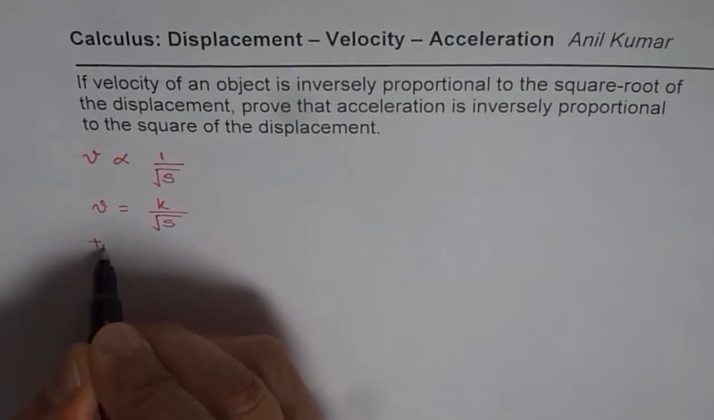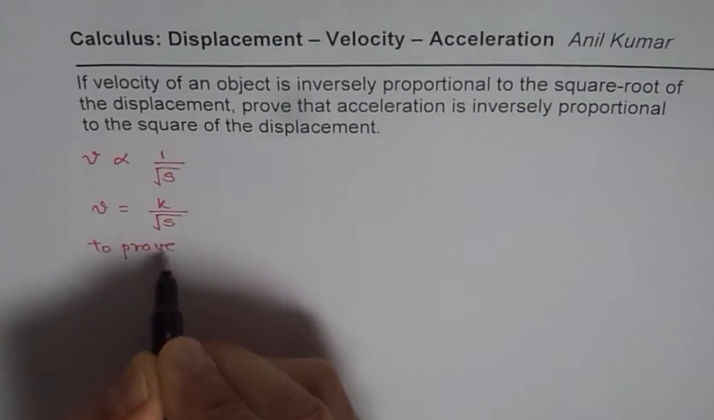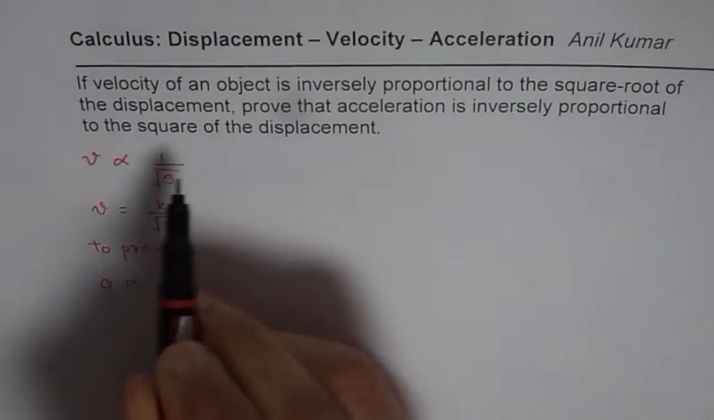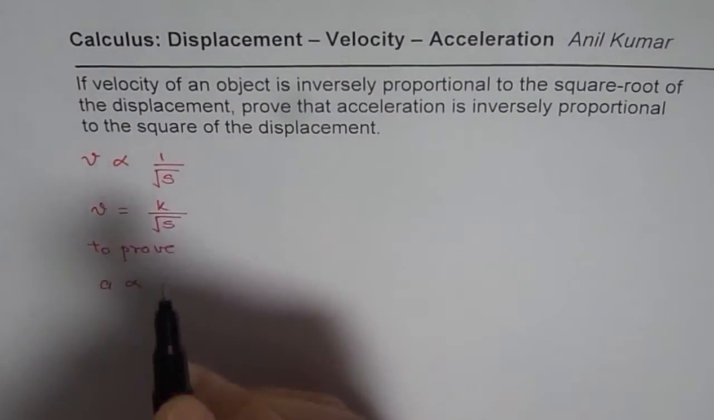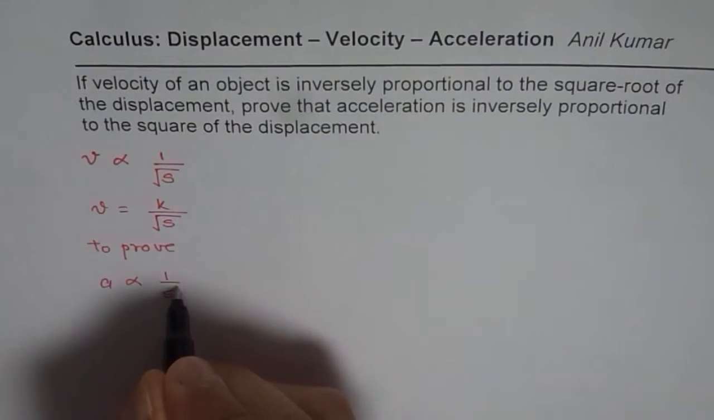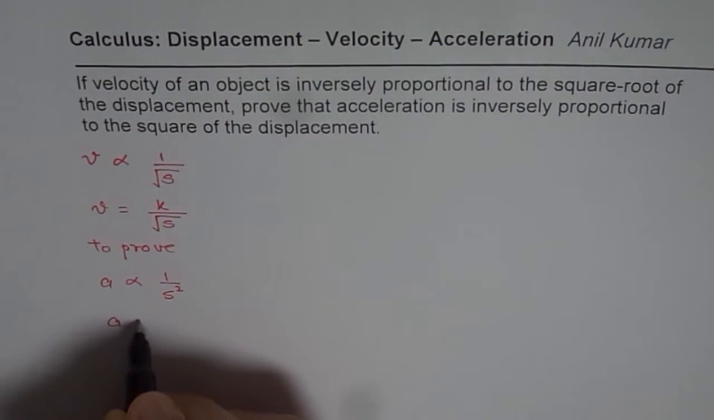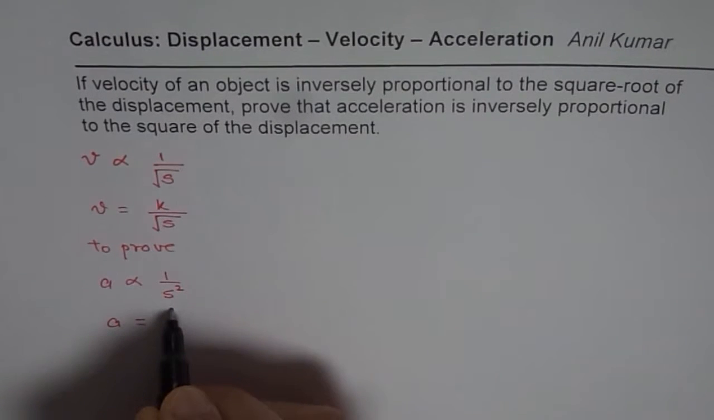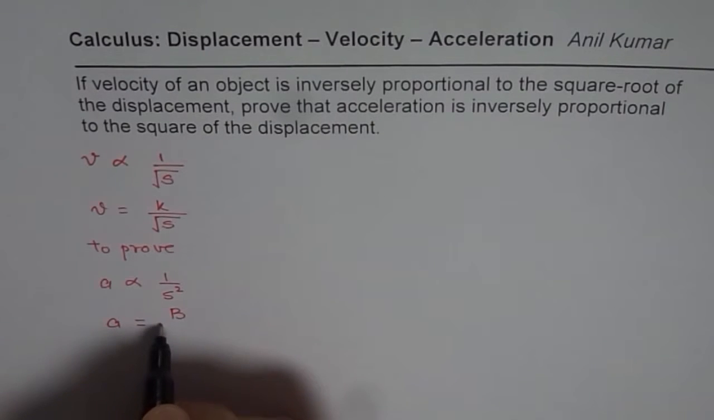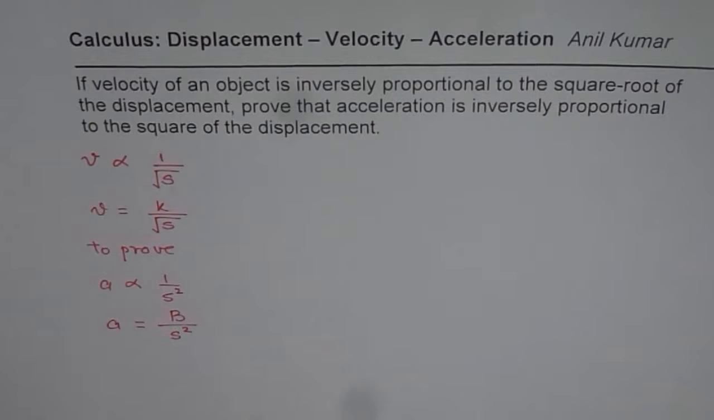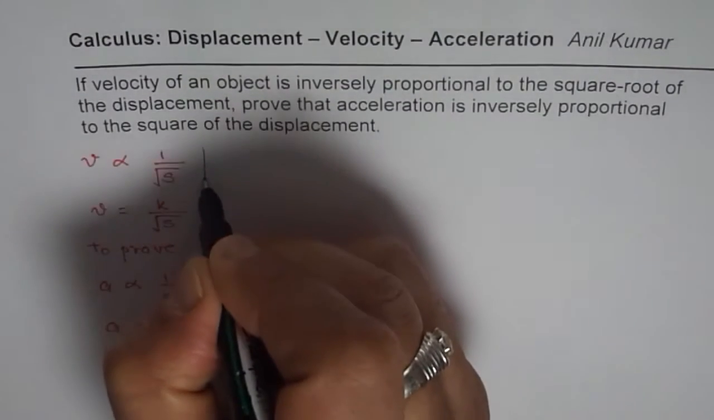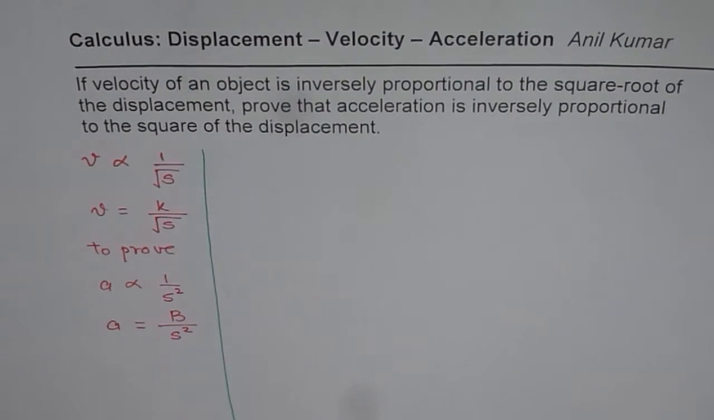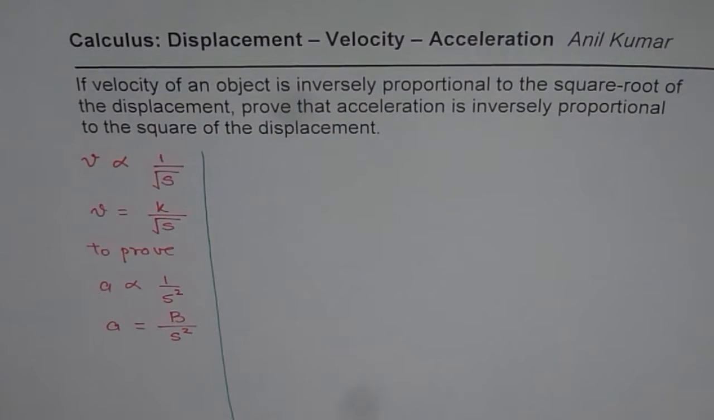So you need to prove that acceleration is inversely proportional to square of displacement, that means 1 over s square, or a is equal to some constant. Let me write that constant as, let us say b, right? So some constant b over s square. This is what we need to prove. I hope you have understood the question. At this stage, I'd like you to pause the video and solve the question, right?